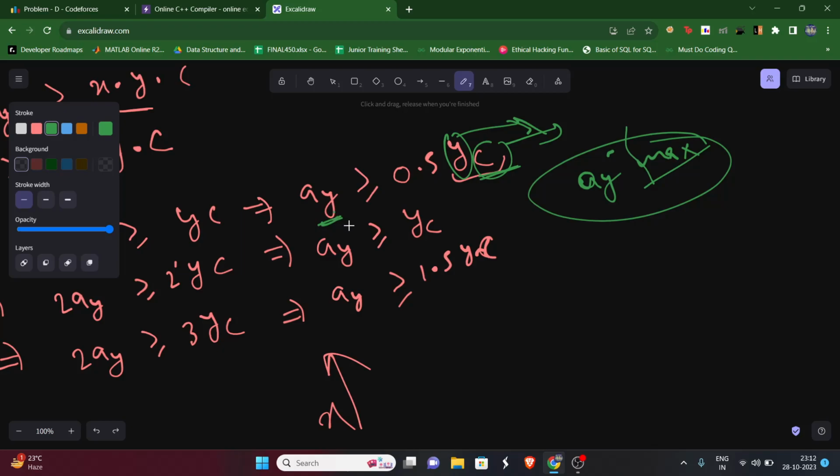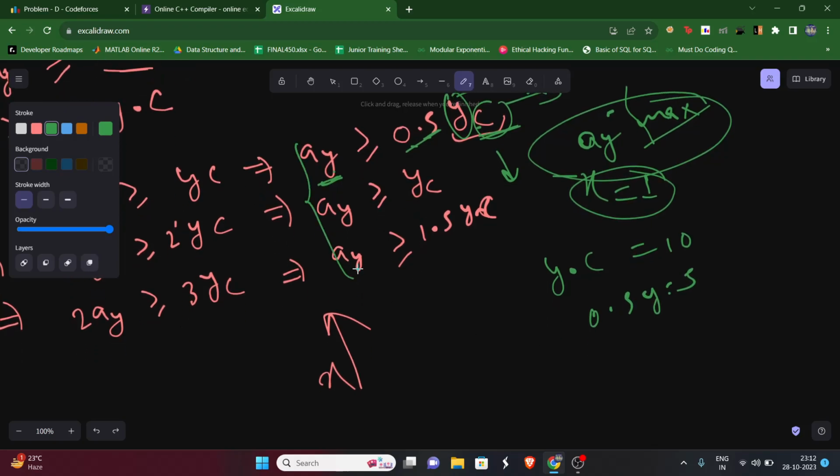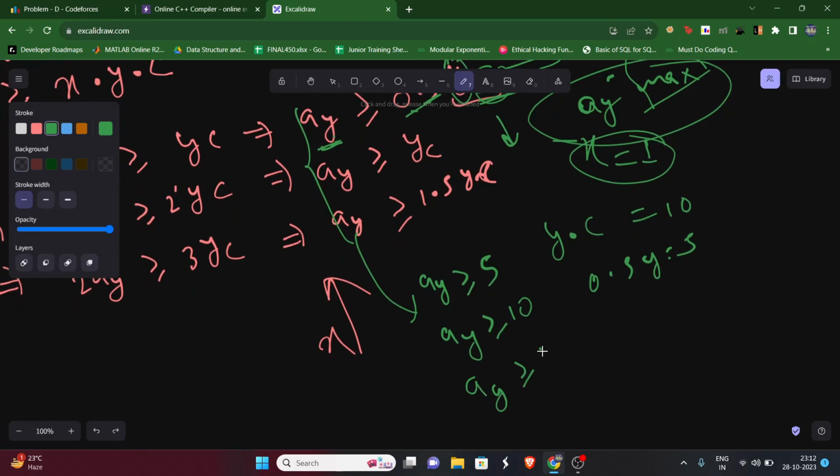So if ay was maximum, then we realize that ay should be greater than 0.5 yc if we are taking x equal to 1. And as we are increasing x, let's say if y into c equals 10, then 0.5 yc will be equal to 5, right? So taking all these three, for the first condition, ay should be greater than or equal to 5. For the second condition, ay should be greater than 10, and for the third condition, ay should be greater than or equal to 15.